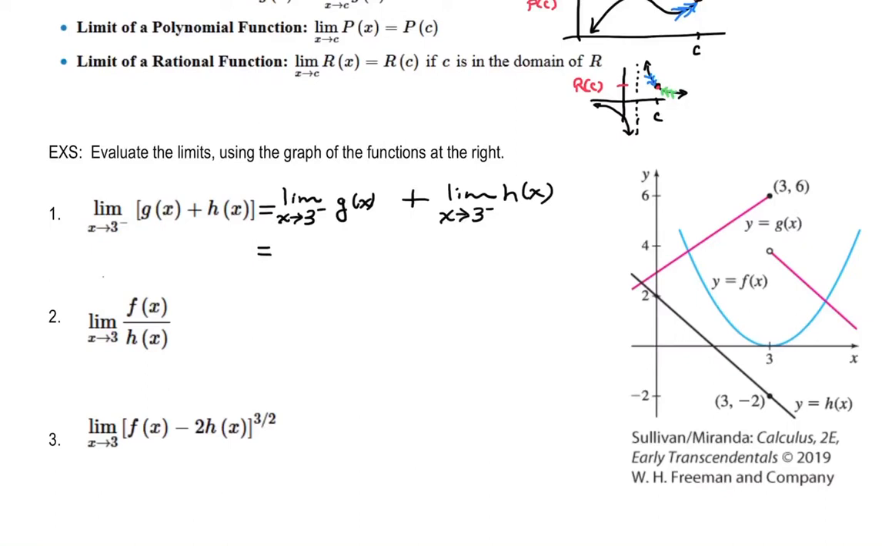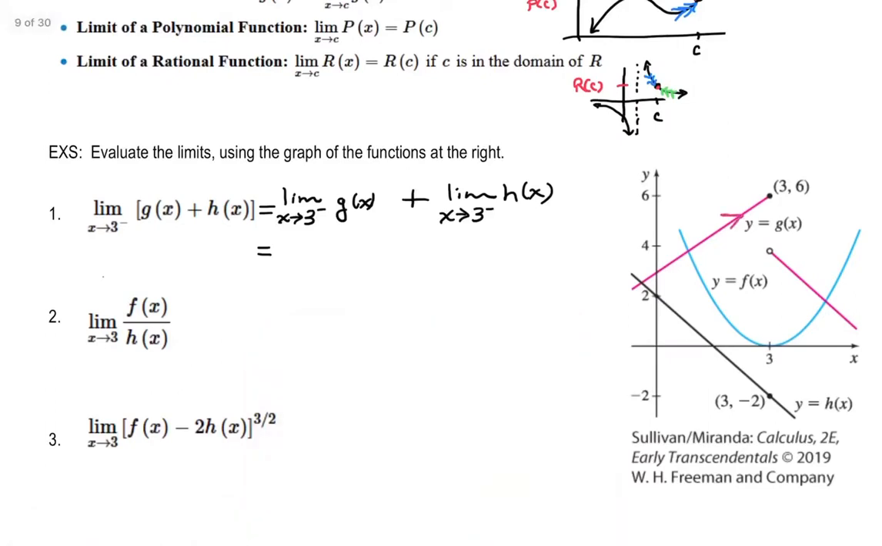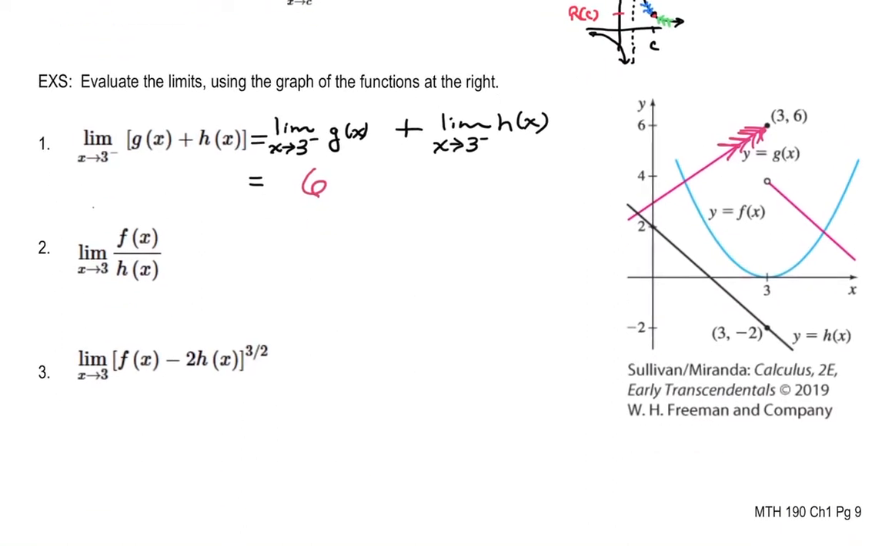All right, so let's take a look at the g of x function there. As I approach 3 from the left, getting closer and closer to 3 from the left on g, that limit is going to 6.